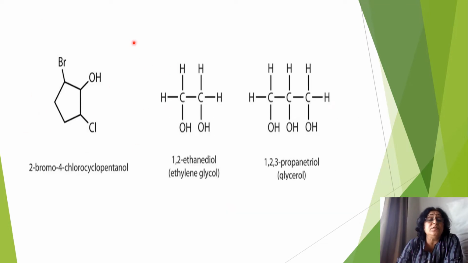So these are cyclic compounds. In this, the carbon containing the OH group is given number 1, but the number 1 is not mentioned in the name. So this is 2 bromo 4 chloro cyclopentanol. Clear? For writing the nomenclature of polyhydroxy compounds, the E of alkane is retained. Here you have the 2-carbon alkane, ethane, and in the first and second positions OH groups are attached. So ethane 1,2-diol. Then in this, 3 OH groups are there, so propane 1,2,3 triol. Clear?